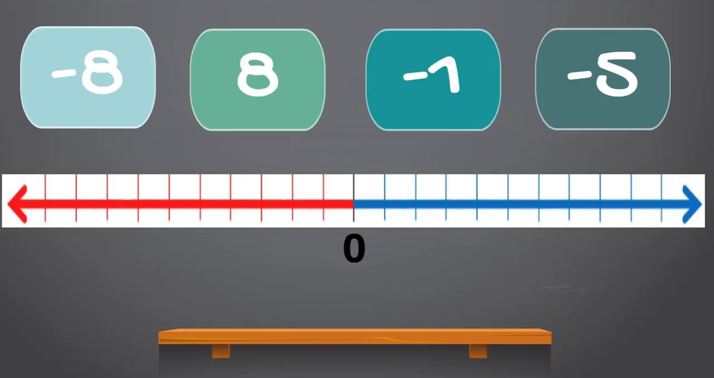How about these ones? Can you place these on the number line and circle the number that's the highest value and the number that has the smallest value? Pause the video and give it a try. Well, did you get them all right? So you should have them in this order. And did you notice that minus 8 is your smallest number and plus 8 is the largest?